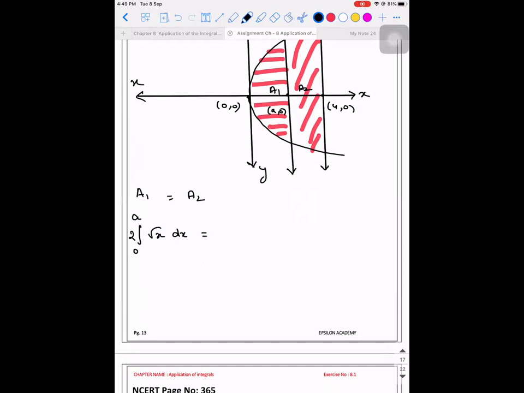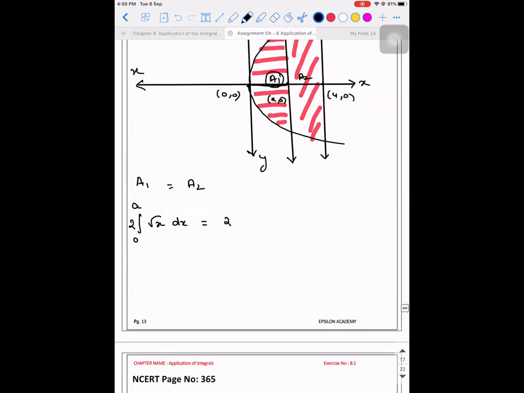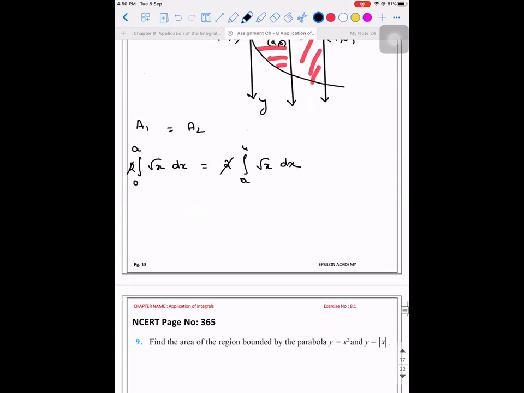In the previous problems, what we did is take only one particular area; since it was symmetric, I took it like this. Now what I'm doing is taking a1 as the total area on the left hand side, and a2 as the total area on the right hand side. So 2 times the integral of a to 4, the same curve again, root x dx. So 2 and 2 will get cancelled. It doesn't make a big difference.